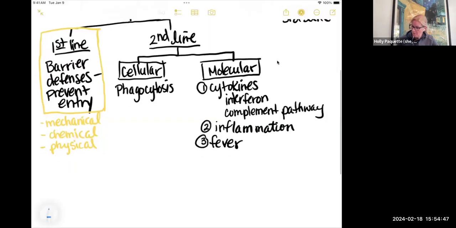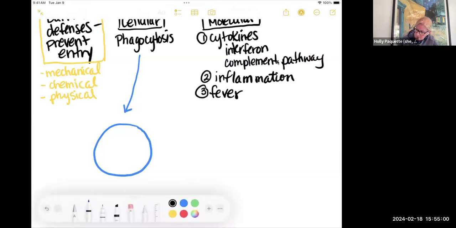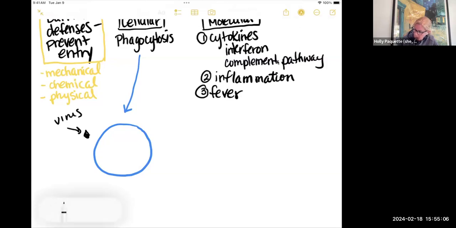So when we go to the whiteboard, if we do phagocytosis down here, you can think of one of these phagocytes. That would have been a neutrophil or a monocyte or a macrophage or a dendritic cell. And maybe we had this little virus over here, okay? So I'm going to put this as a virus. And this is a phagocyte.